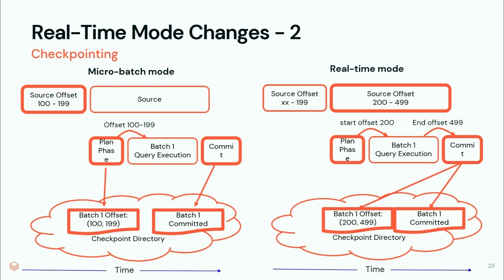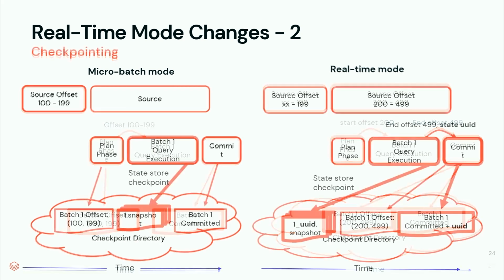But in the new mode, when we start a batch, we don't determine the end of the batch. We just keep processing all of this fresh data. Only at the end of processing do we look at what offset we have processed to, and at that time we know this batch's start and end offset. At that time, we write to the checkpoint location together with the commit log. So in this approach, only in the end do we know the start and end of offset.